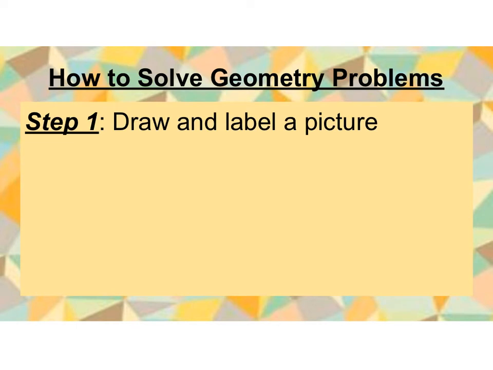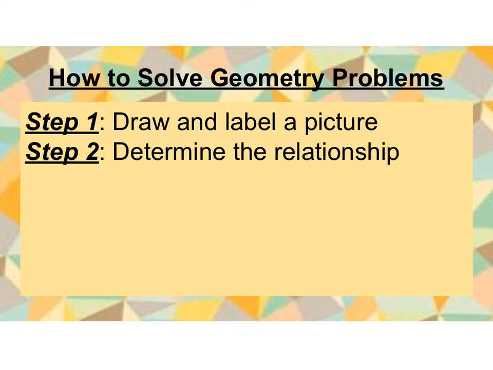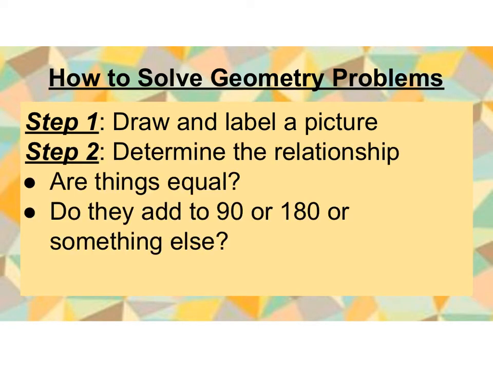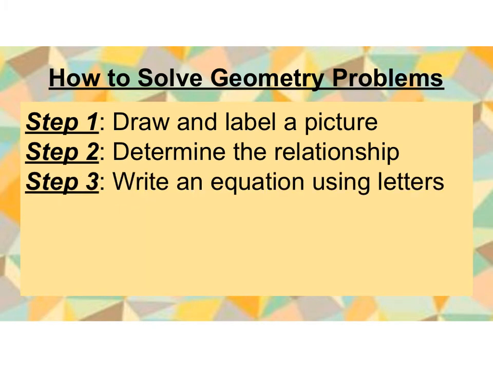And when we're solving geometry problems, you're always going to want to draw and label a picture first. Then that will help you determine the relationship. Are things equal? Should you set them equal to each other? Do they add to 90 like complementary angles, or add to 180 like supplementary angles? Or maybe they add to something else, a total that you're given in the problem.